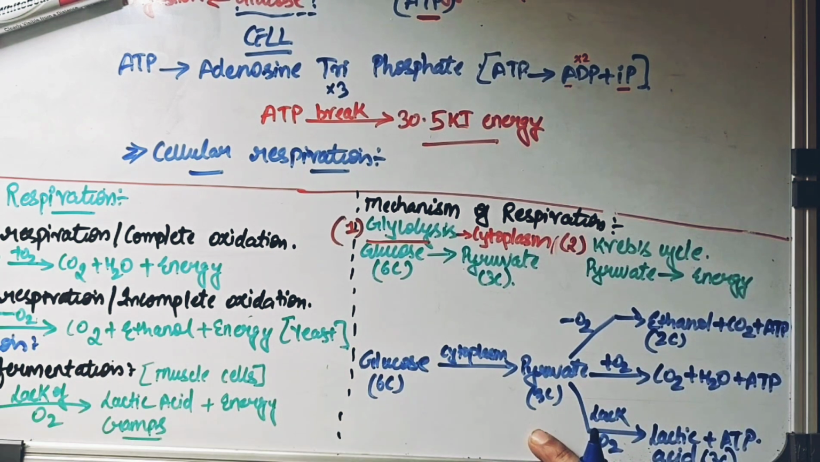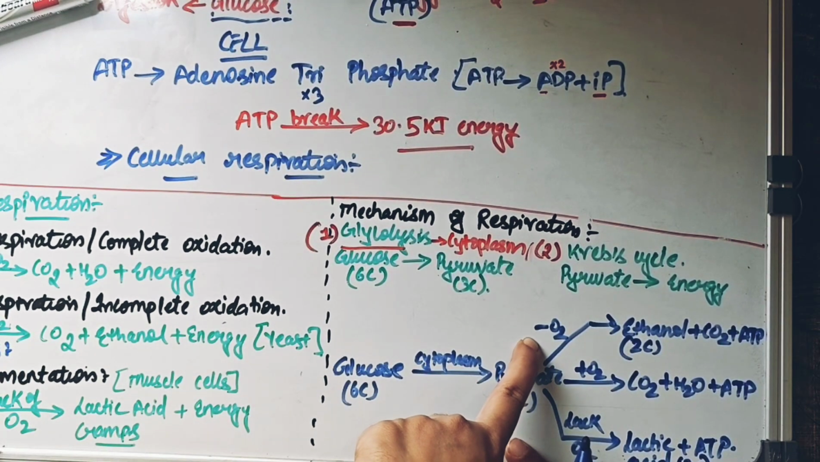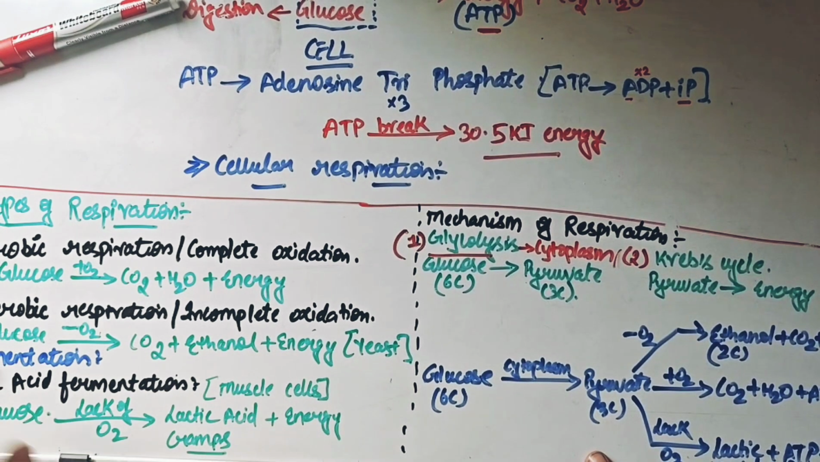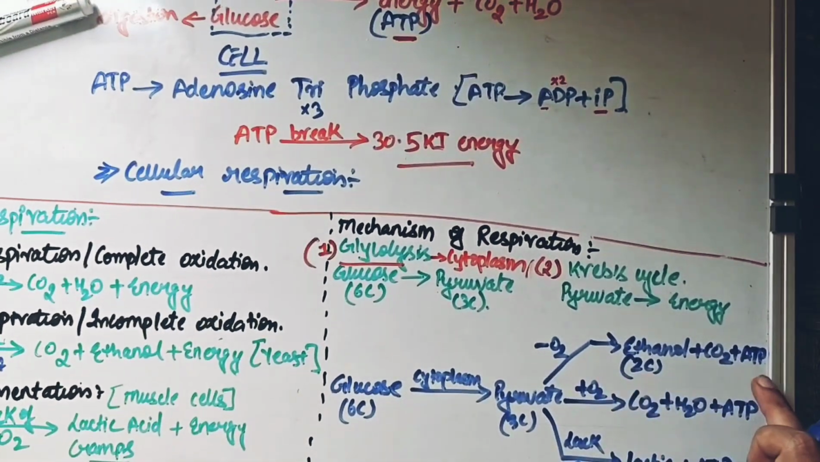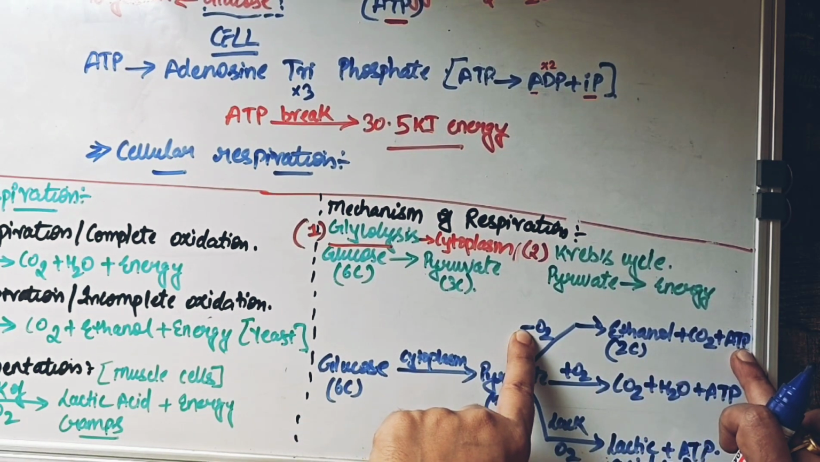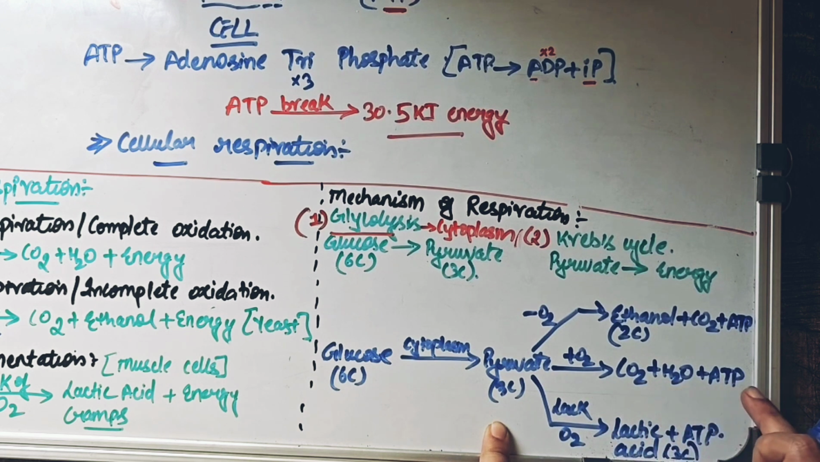So as we have discussed in the same section, this is what we are going to talk about. If there is absence of oxygen, what are the end products we are going to get? In the case of absence of oxygen, we are going to get carbon dioxide, ethanol and energy. And the same is what I have written here. In the case of absence, we are going to get ethanol, carbon dioxide and energy in the form of ATP. If there is presence of oxygen, we are going to get CO2, water and ATP.